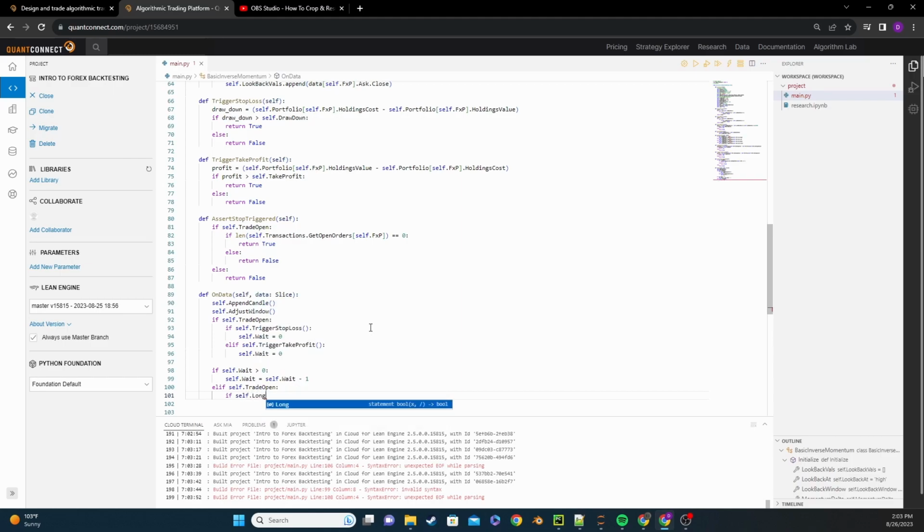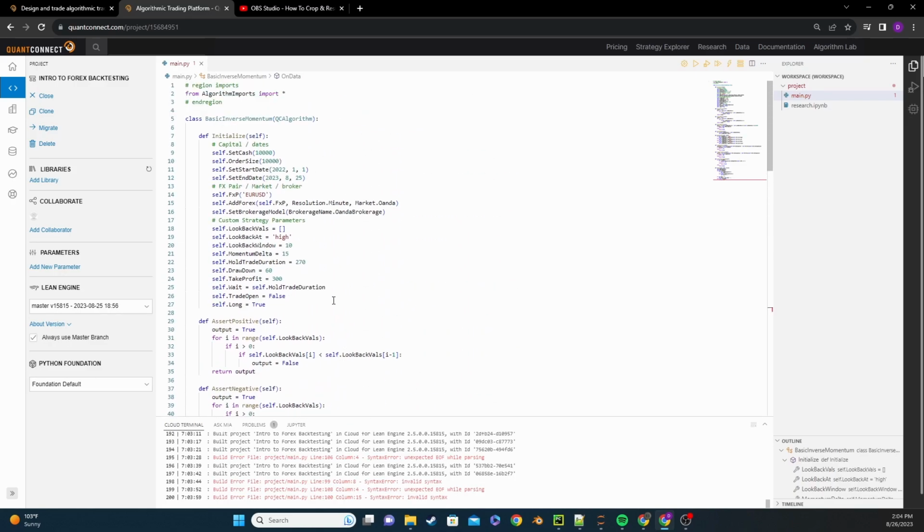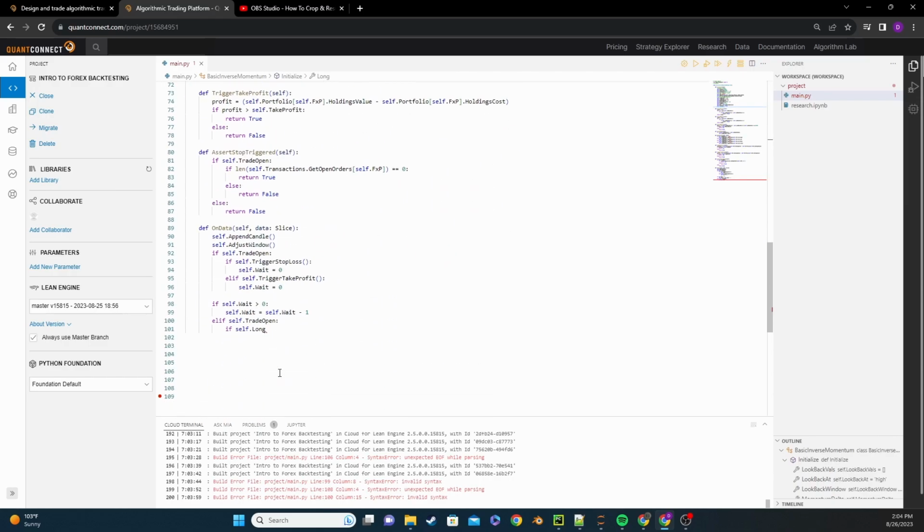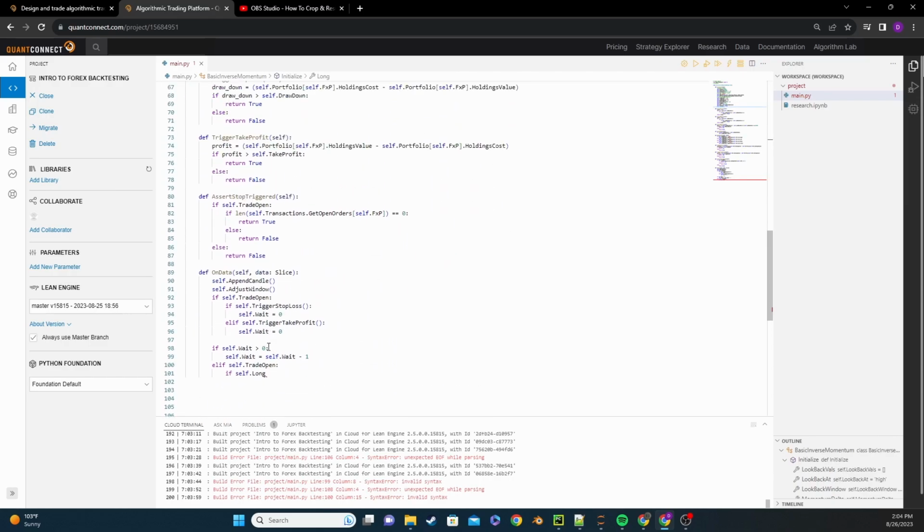So now, how do we close the trade? Well, it depends. Are we long or are we short, right? So remember up here, we said this long is true. At some point when we open the trade, we're going to set it to be long or short. And when we close it, we have to take a trade in the opposite direction, right? So if the trade is long, we're going to do one thing. And then if it's not, we're going to do another thing, right?